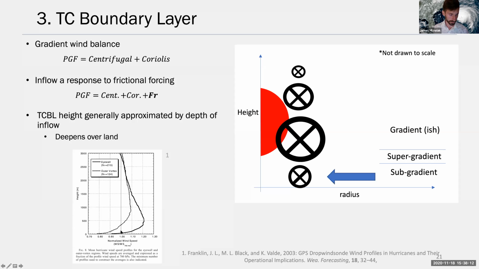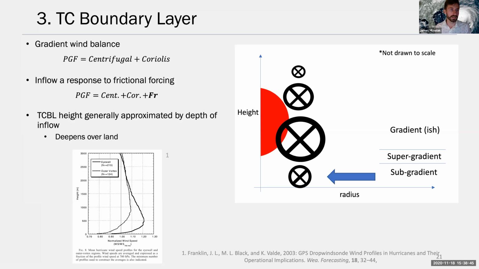For the inner core, we see this strong subgradient layer towards the surface, and a stronger supergradient jet near around 500 kilometers for the strongest storms. In the outer vortex, the supergradient jet isn't as strong and is a little bit higher, because the boundary layer height increases with increasing radius, so it's smallest nearest the inner core, before relaxing to gradient balance above.